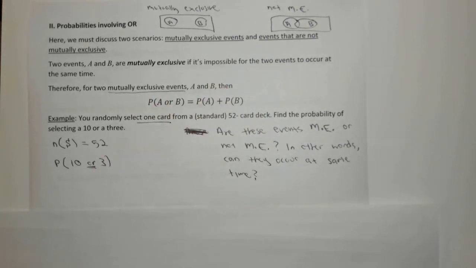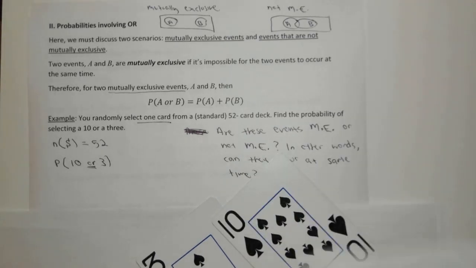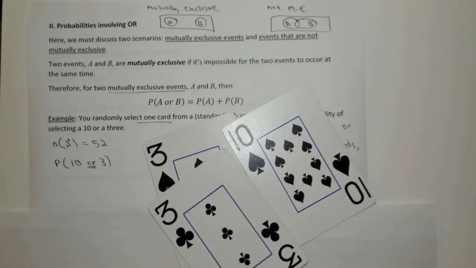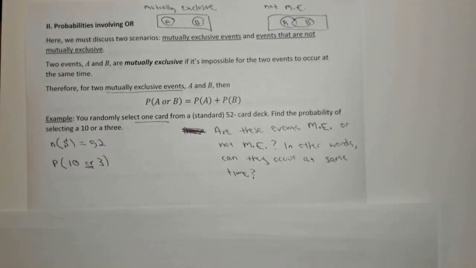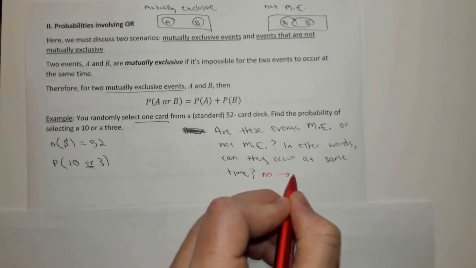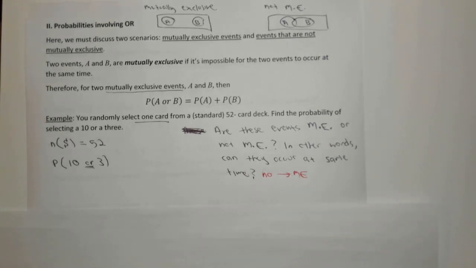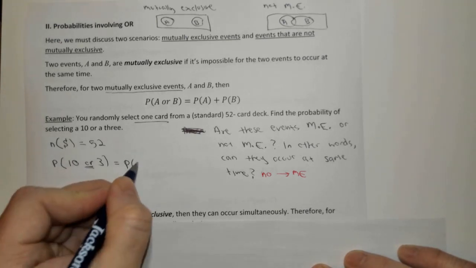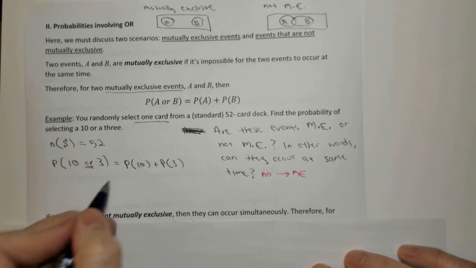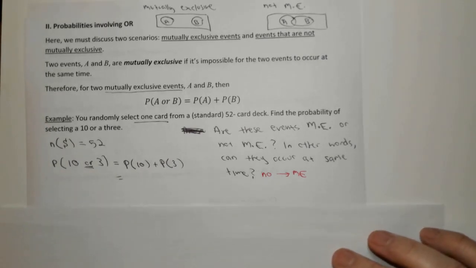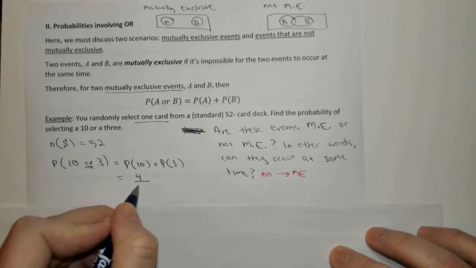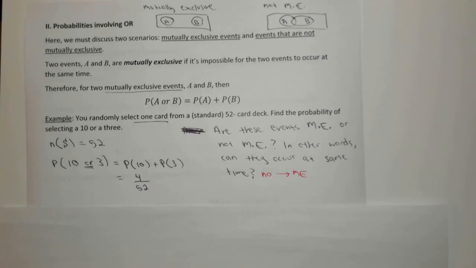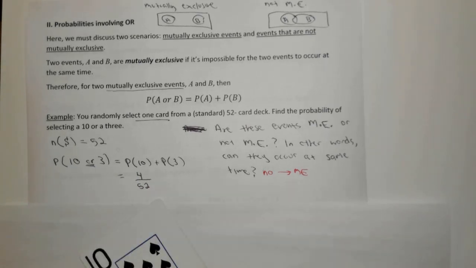So, can a card be both a 10 and a 3 at the same time? Well, here's a 3, here's a 10, another 3. So one card cannot be both a 10 and a 3. So this cannot happen. If it cannot happen at the same time, they are mutually exclusive, which means my formula is this one right here: the probability of a 10 plus the probability of a 3. So we know that there are 4 10s in a deck. You can look at that again if you want. I'm also holding on to my 3s.